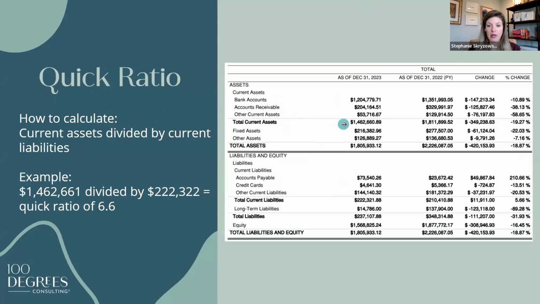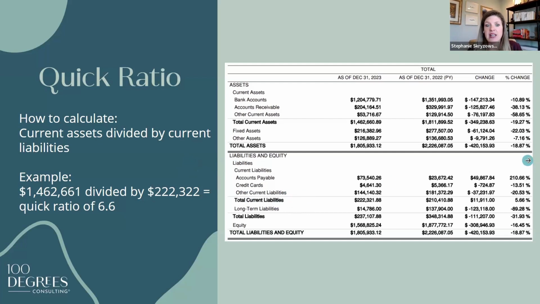So in this case, it's 1.4 million divided by 222,000, our current liabilities, and our quick ratio is 6.6. So we have 6 times as many assets, current assets, as we do current liabilities, which is good. That's a very good thing, right? So we want to make sure this number is at least always 1, right? That we have at least as many assets as we do liabilities.